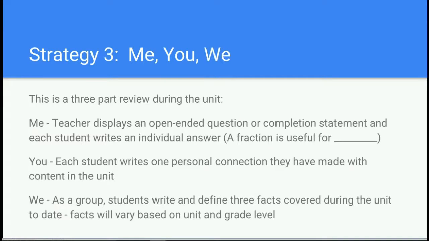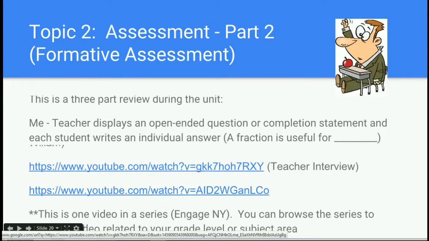Strategy 3, this is me, you, we. And so basically I pick the first question. I would write that on the board and I would give them a minute, maybe 2 minutes to answer the question that I give them. And then I want the students to tell me a personal connection they've made with the content. And then the third one is we. And what they do is they turn their paper over, and as a group, they all choose 3 facts that they've covered in the unit that they feel like they know well enough to write down that, hey, yes, we know this. And so I collect those, and it gives me an idea of what have they absolutely gotten a hold of during the unit, and maybe what other work do I need to do moving forward. So those are my 3 strategies.